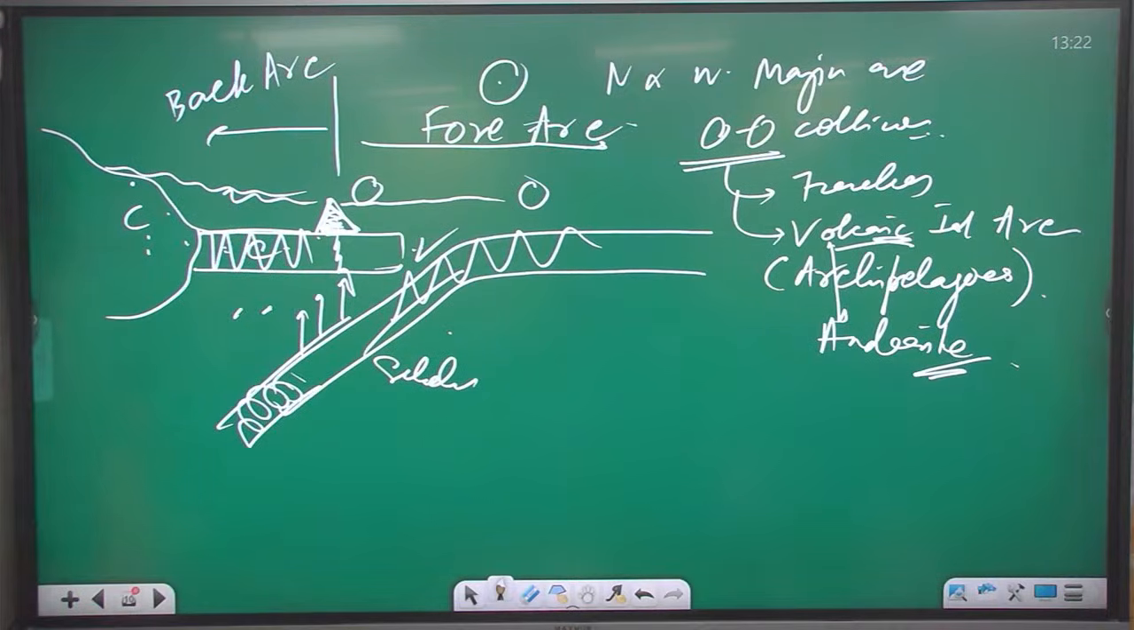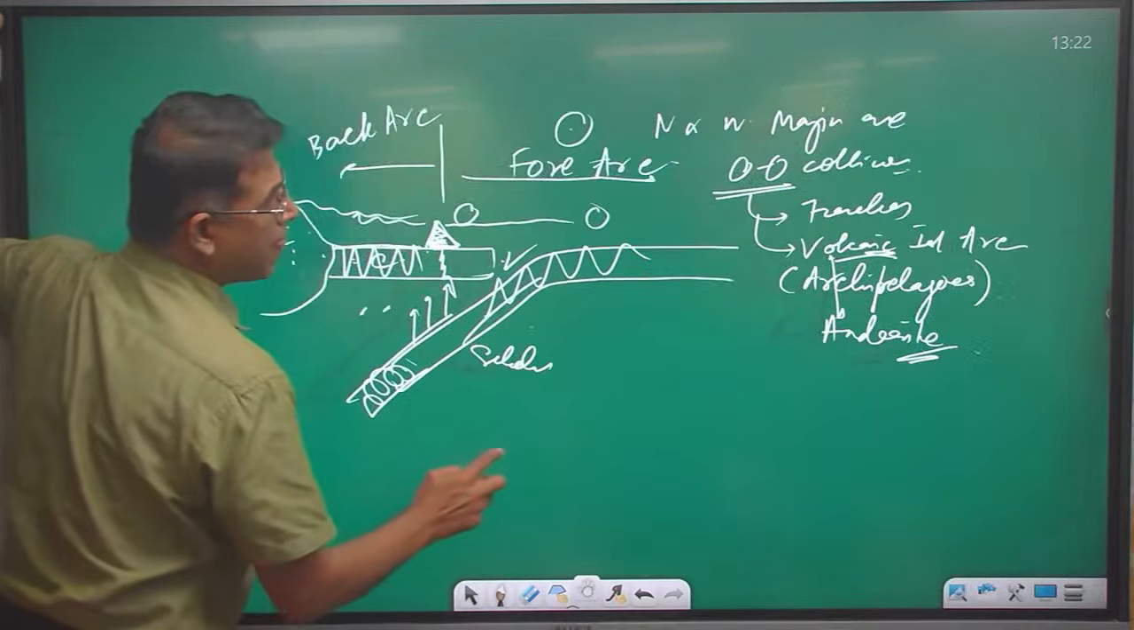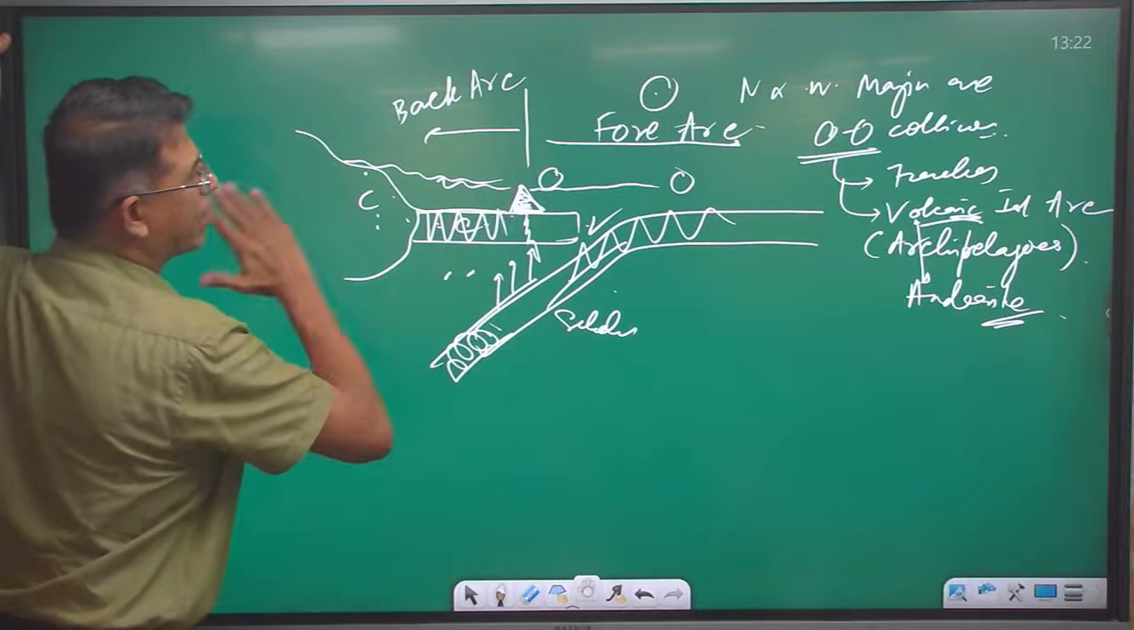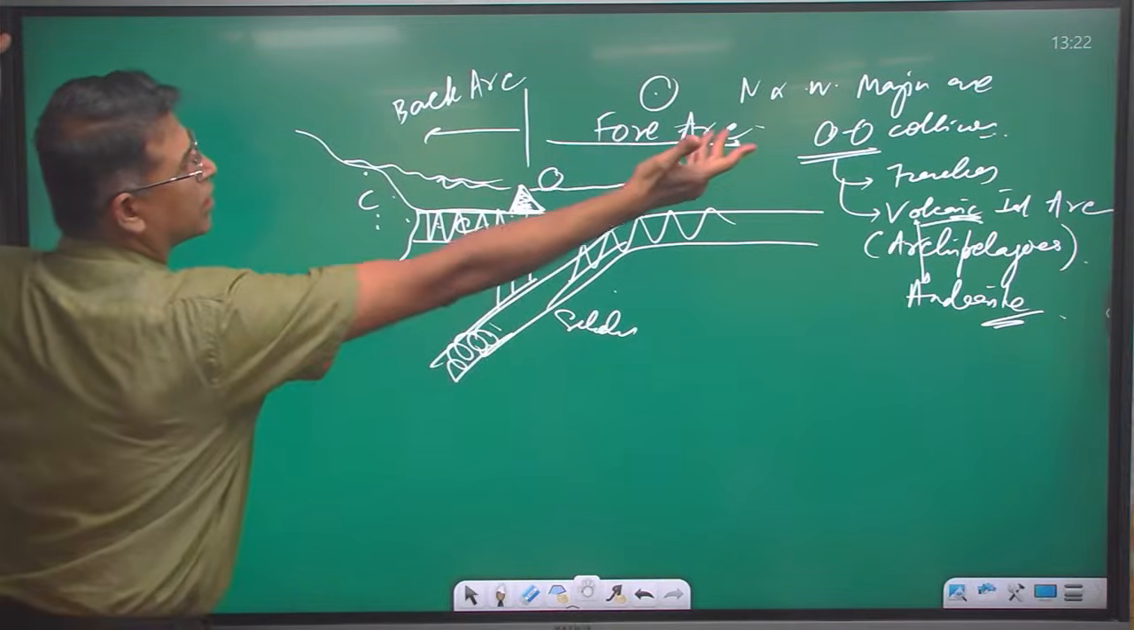Make the diagram, all of you. In any O collision you'll have a trench and an island arc. You call those islands archipelagos, and behind the archipelago there is also an ocean part, and in front of it is ocean as well. This is called the back arc, and in front of the island is the fore arc.